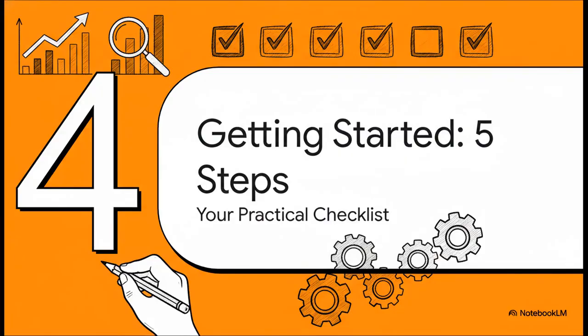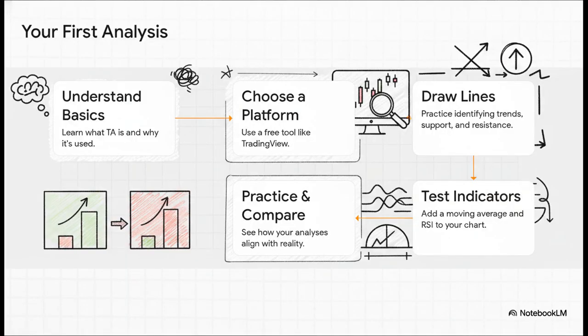Okay, enough theory. How do you actually do this stuff? Don't worry, I've got you covered with a super simple 5-step checklist to help you do your very first analysis. Step 1, just get comfortable with these basic ideas we've talked about. Step 2, pick a charting platform. There are great free ones like TradingView. Step 3, just start drawing. Pull up a chart and try to draw lines for the trend, support, and resistance. Step 4, add those indicators we just talked about, the moving average and the RSI. And Step 5, and this is the most important one, just practice. Follow a few stocks, see how your analysis plays out. You don't even need to use real money.